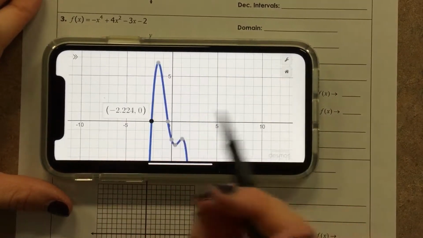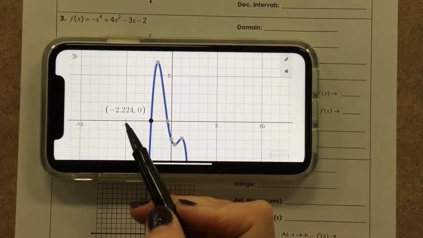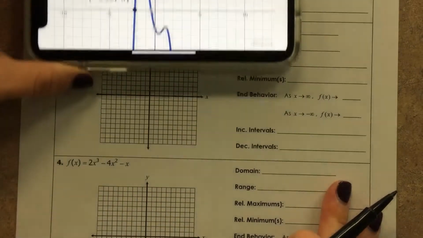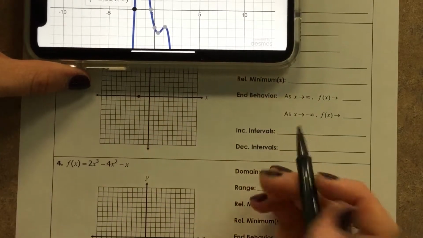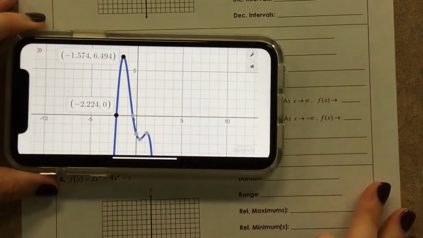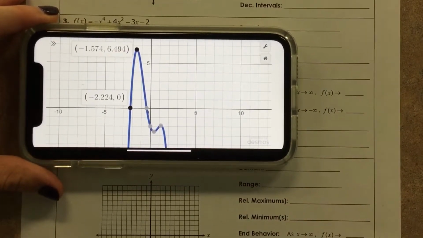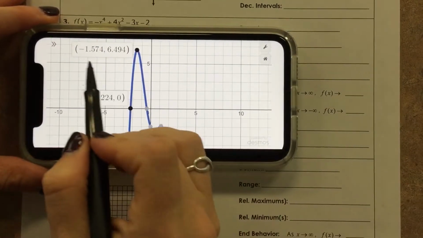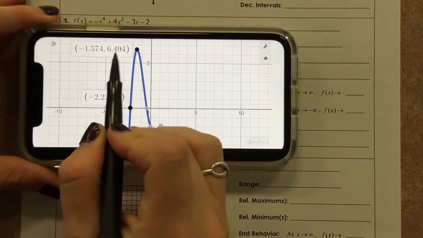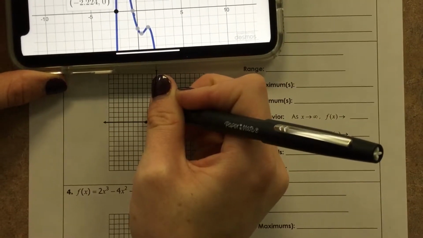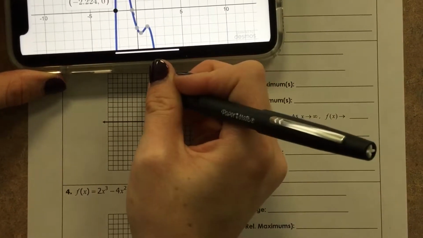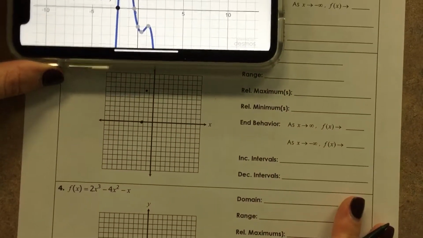So this point right here is just to the left of negative 2. It's right on the x-axis. So this is just a little bit past the negative 2 right here. And then we've got this point right here. So these are not going to be nice, neat points like the last one had. So negative 1.5 and then about 6.5. So negative 1.5, and then we can go up 3, 4, 5, 6.5. So it's kind of right in the middle of that grid.